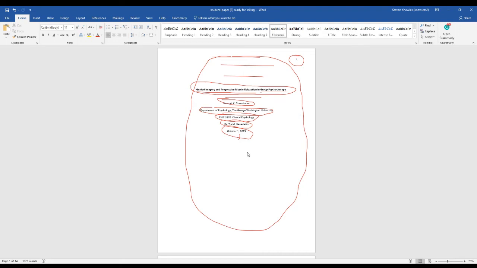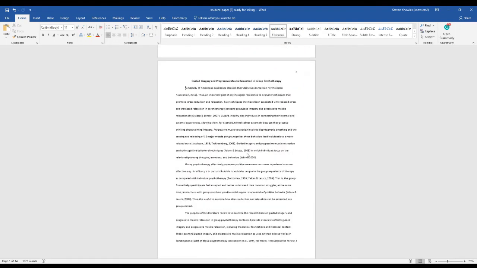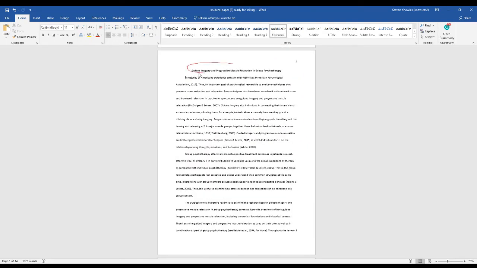Now let's look at your first page. The paper's title is repeated exactly as it appears on the title page. There should be no heading named Introduction. The first line of every paragraph is indented. There are no spaces in between paragraphs.